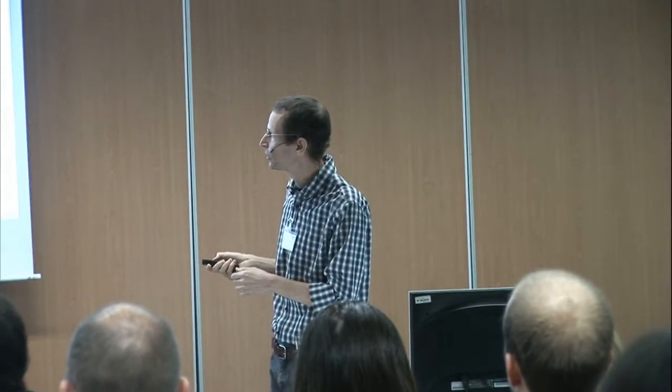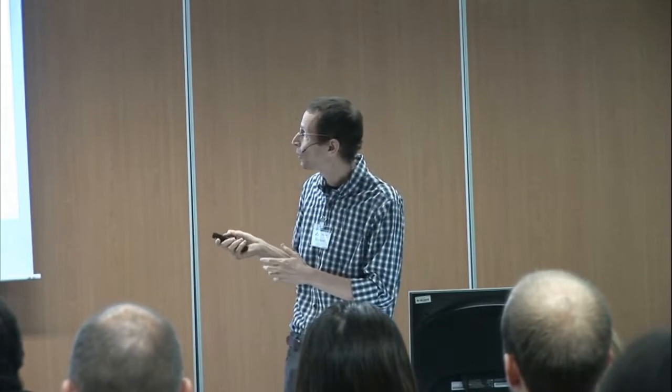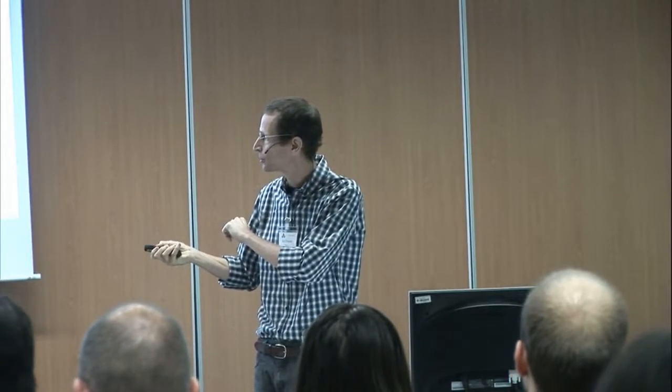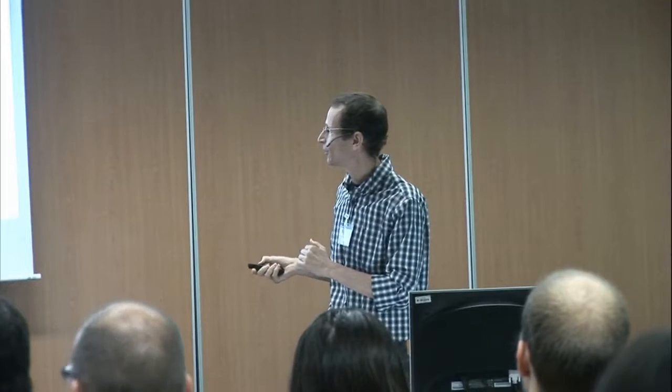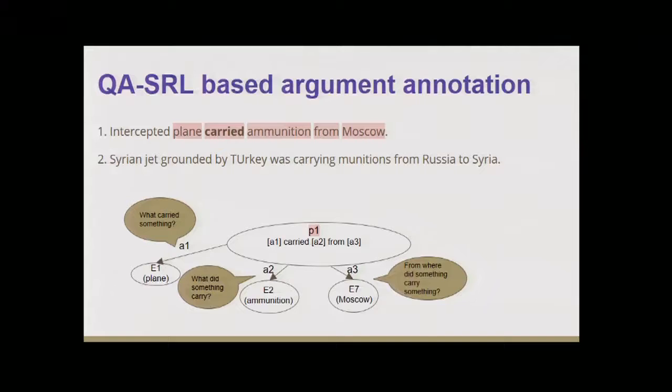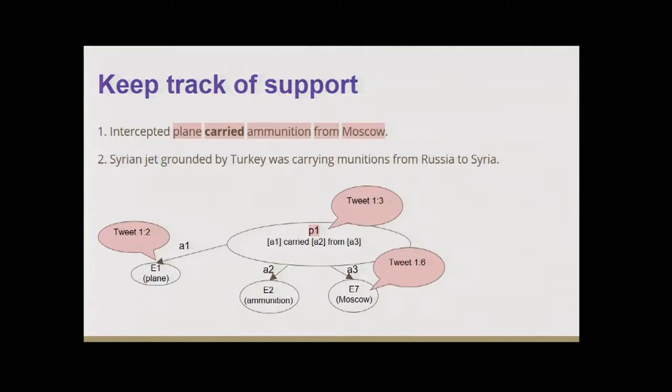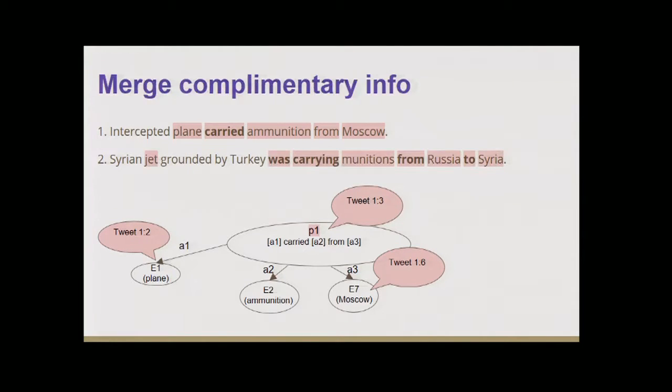And the arguments, as you can see, are the entities, right? Because at this point, we know already that this plane is E1 from the entity chains, from two slides ago. So whether it was plane or jet, we simply have to recall that E1 was mentioned in this sentence as the argument of carrying. And similarly, E2 is the second argument, and E7, Moscow, is the third argument. And we will identify this by these questions following the QSRL paradigm. I won't spend time on that. And of course, we can keep track of the mentions, so for each element in the graph, I know where it comes from originally.